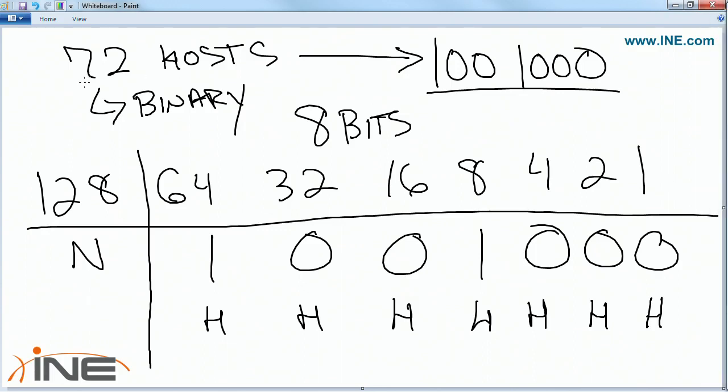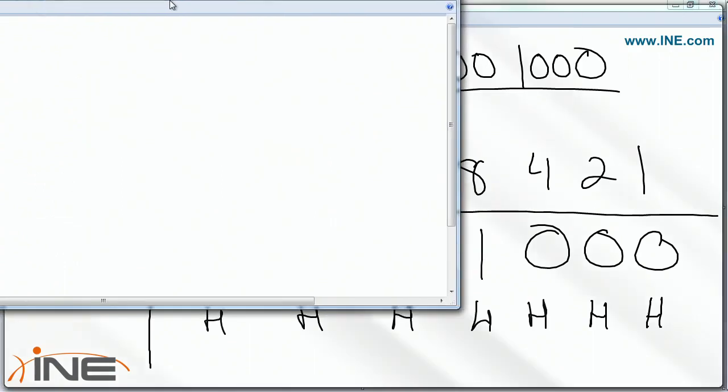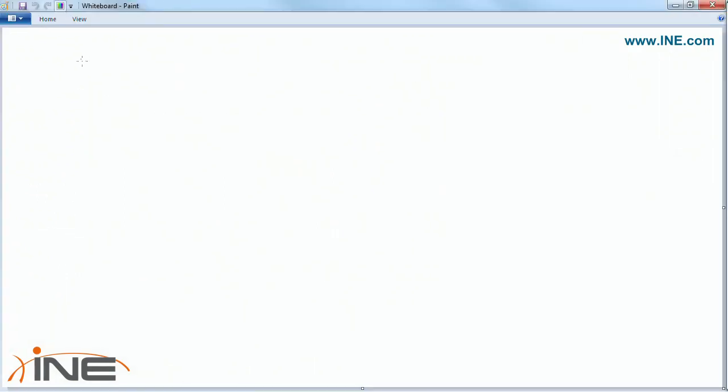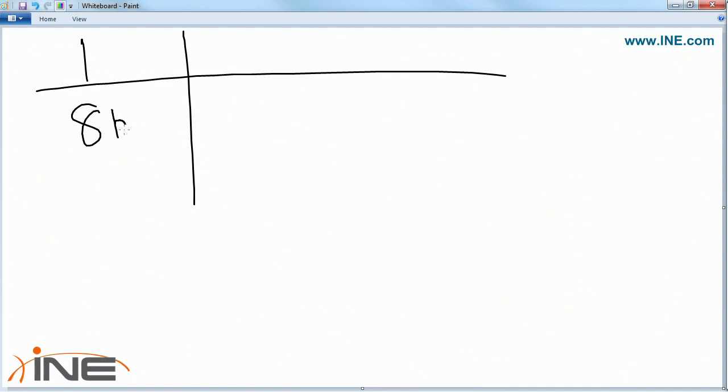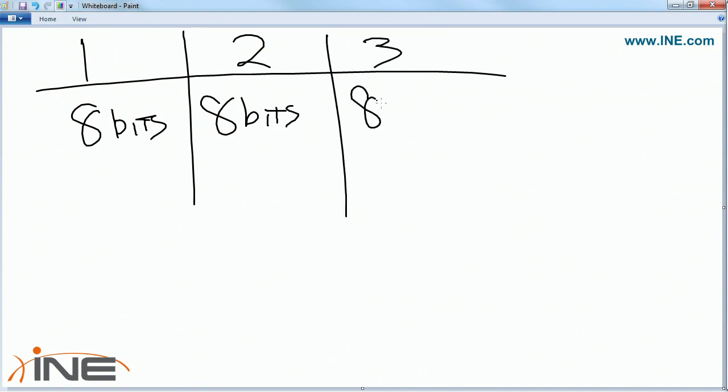So if we're talking about just the last octet here, it would mean that a subnet mask that is going to fit 72 hosts in it would be the first 3 octets. So the first octet is going to have 8 bits. The second octet, likewise, is going to have 8 bits. Third one is going to have 8. And then in the fourth, I can only borrow 1.